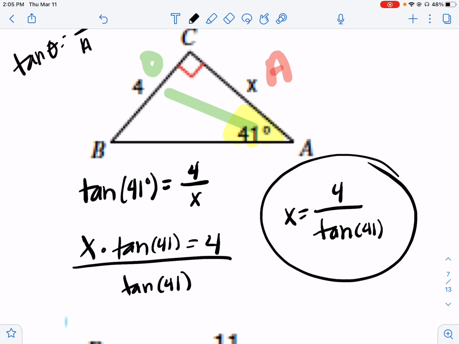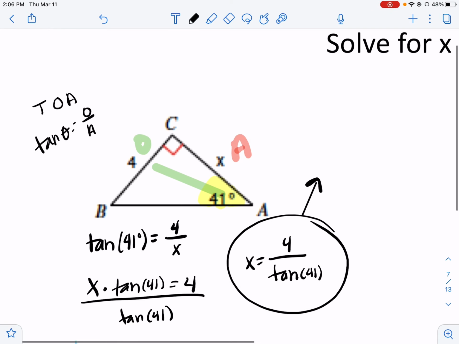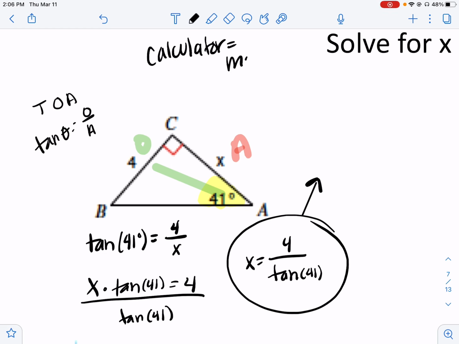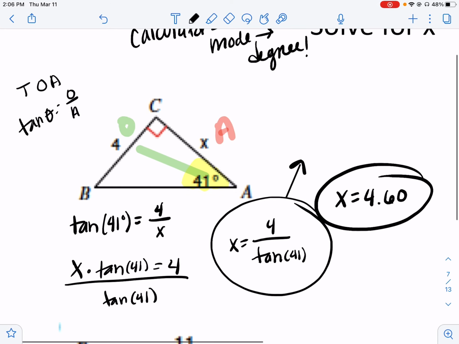Well, I circled that because this would be the last algebraic stage. The next thing of that would actually be putting it into your calculator. As a reminder, your calculator always needs to be in degree mode. So let's go ahead and put this into our calculators. And we find out that x is equal to 4.60. So I'm going to do 2 more of these with you guys.